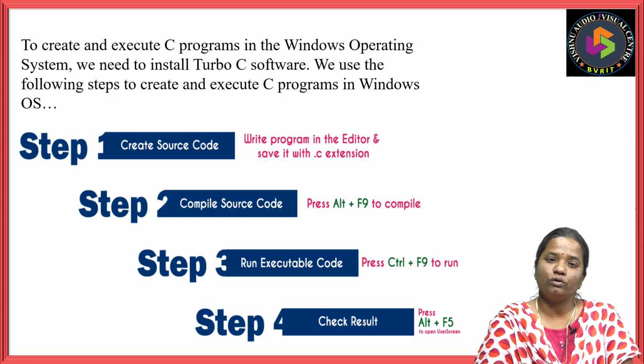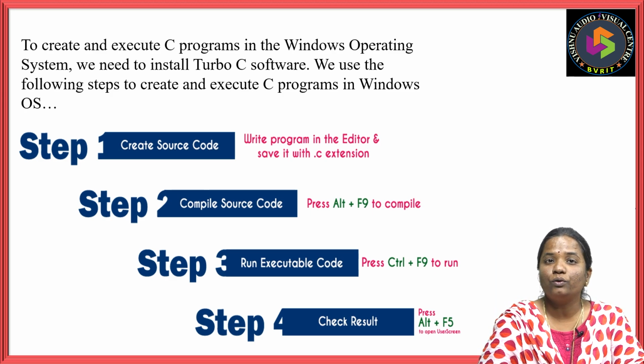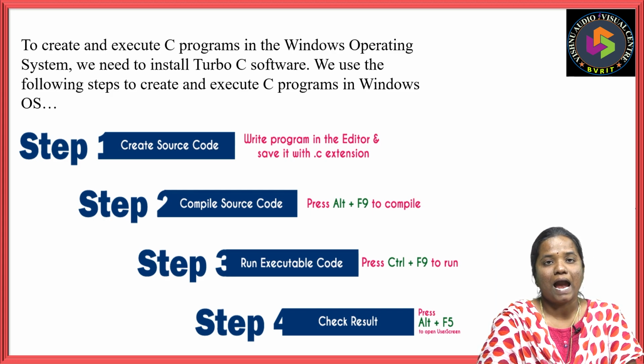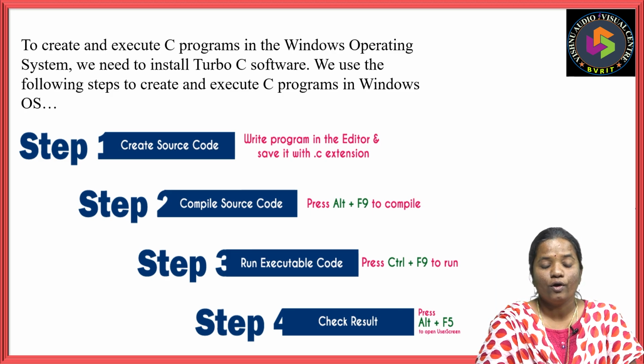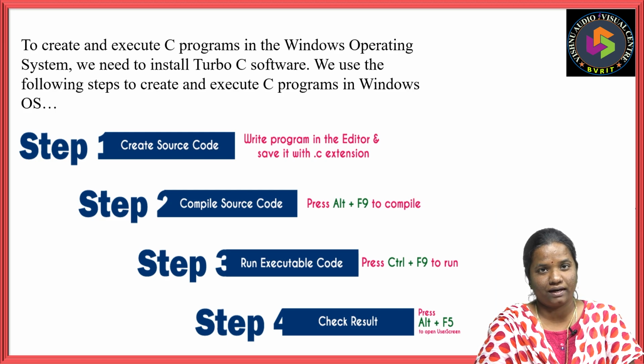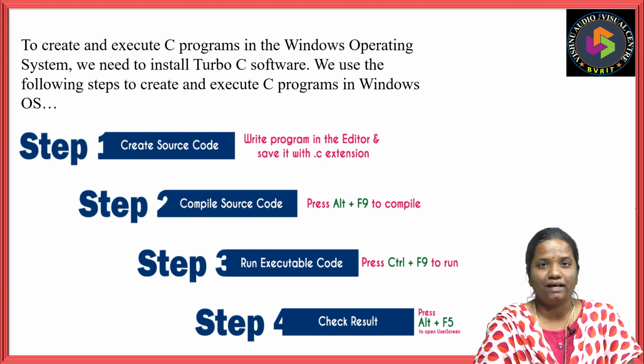To create source code, we have to write the source code using any text editor and save it with .c extension. After writing the source code, we compile it by pressing Alt F9 at a time. To execute our program, we press Ctrl F9. To check the result, we type Alt F5.